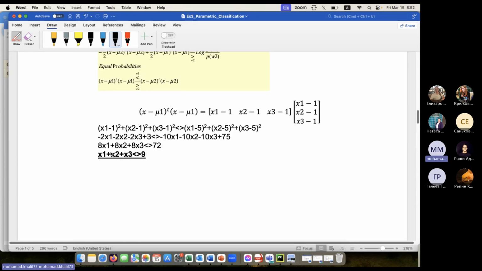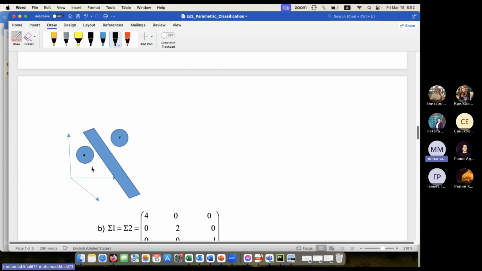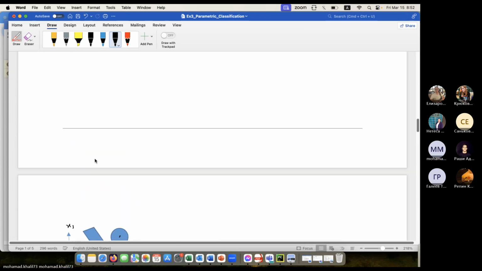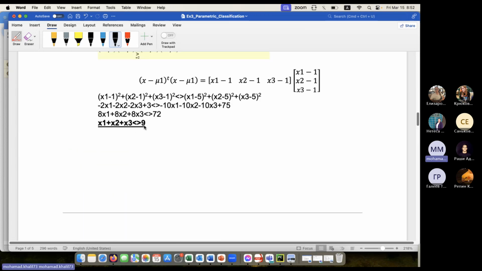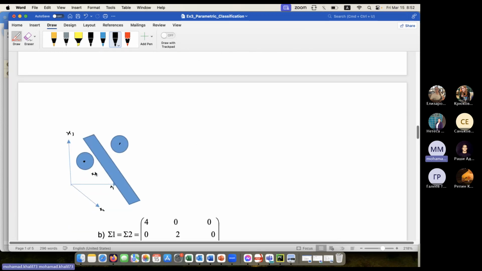You see here? For any new point coming here, for this point you have x1, x2 and x3. If x1 plus x2 plus x3 is less than 9, you have to say class 1, otherwise you have to say class 2. For any new point coming, you have to put it here.